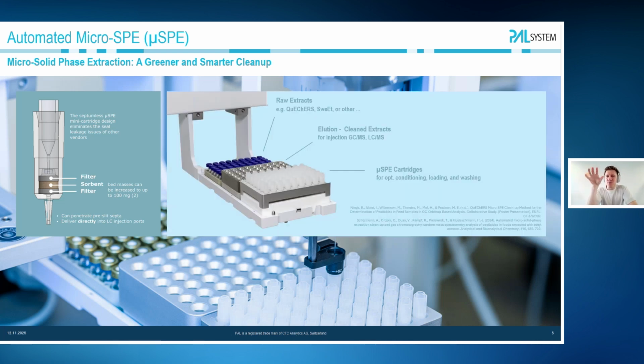So this is what the automated µSPE workflow looks like on a PAL as a module. You start here with your raw extracts. The PAL automates the next steps, taking the raw extract and processing it through the conditioned µSPE cartridges here. This is the core cleanup step, right? Then the PAL can pick up the cartridge and move it to the elution tray right here. Here it collects the final extract, which is then ready for GCMS or LCMS analysis or additional sample prep steps.